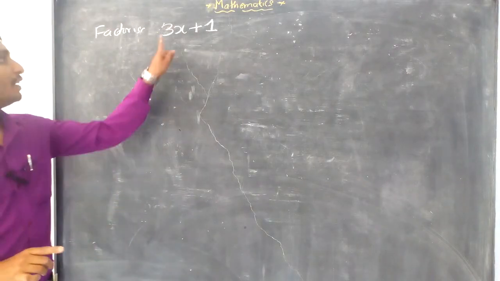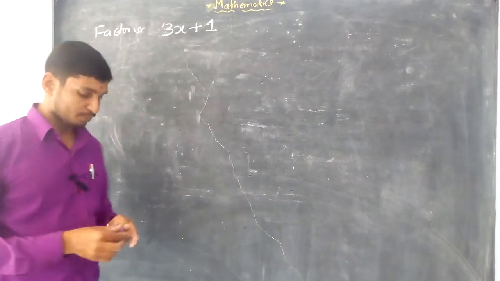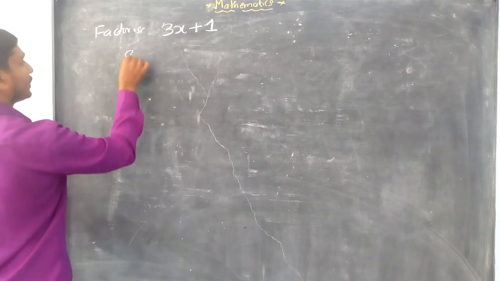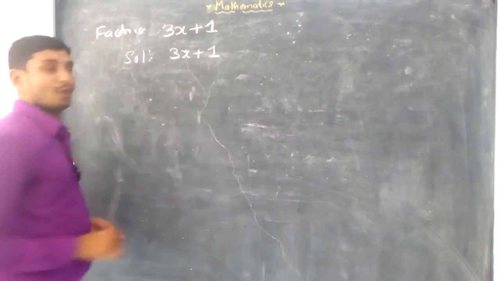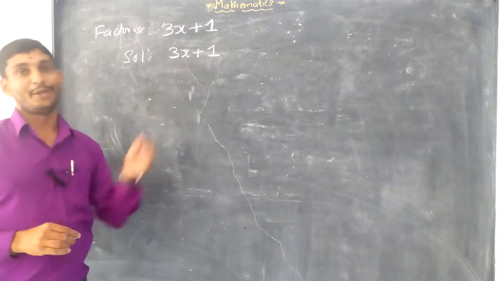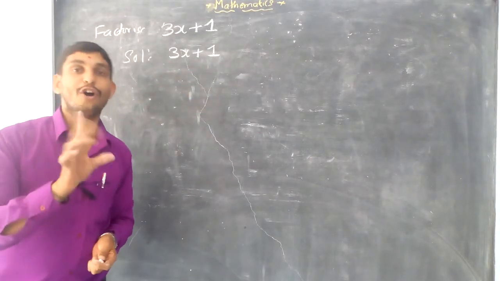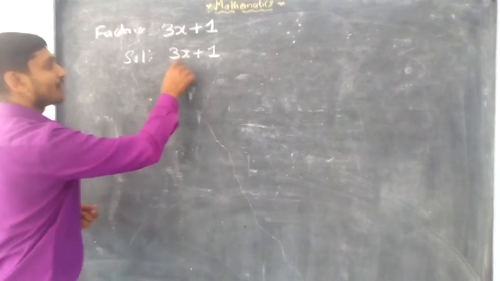Factorize 3x plus 1 is the question. Before going for the factorization, write the question. What is the question? Factorize 3x plus 1. Now you have to take common. What is the common in these two? 3 and 1 will be common.